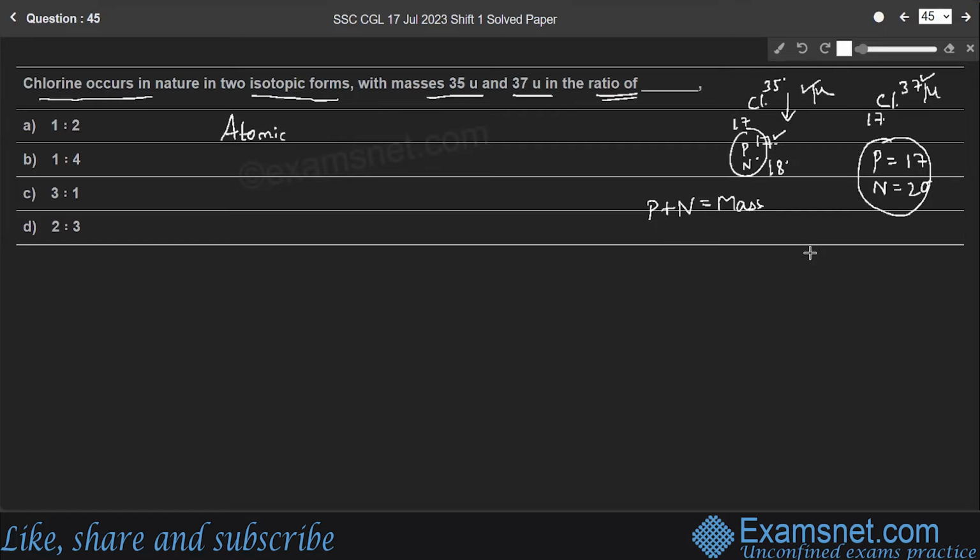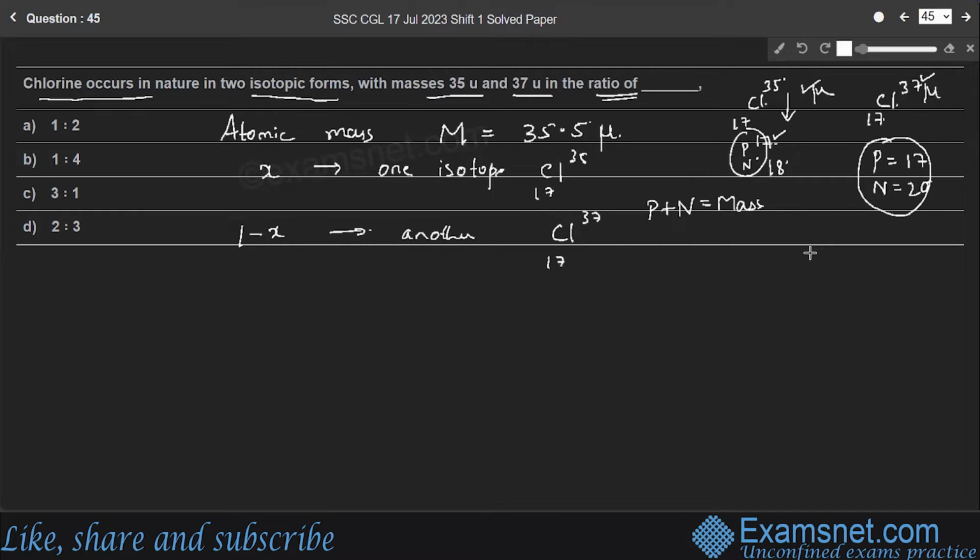So we know the average mass, or atomic mass, of chlorine, denoted with capital M, is 35.5. The unit is nu. Here, the relative abundance of two isotopes: let X be the abundance of one isotope, which is Cl 35 of atomic number 17, and 1 minus X will be the abundance of another isotope, which is Cl 37 of atomic number 17. Here the relative abundance of two isotopes having masses 35 and 37.